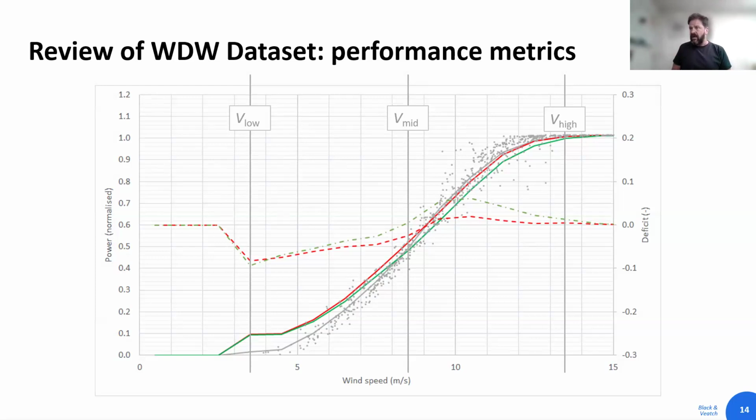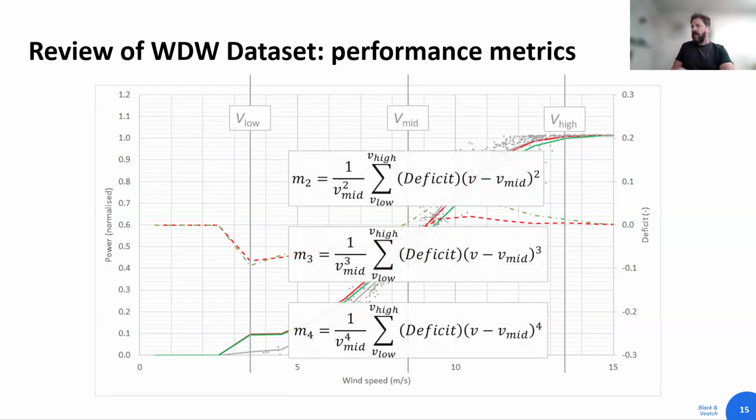a low of 3.5 meters per second up to a high of 13.5 meters per second, with a midpoint of 8.5 meters per second. And then these metrics are what I calculated. I took the wind speed minus the midpoint wind speed as my wind speed signal, and then just calculated weighted averages of those, weighted by the deficit, raised to the power 2, 3, and 4. Normalized it by the midpoint wind speed raised to the same power to keep them all roughly the same order of magnitude.